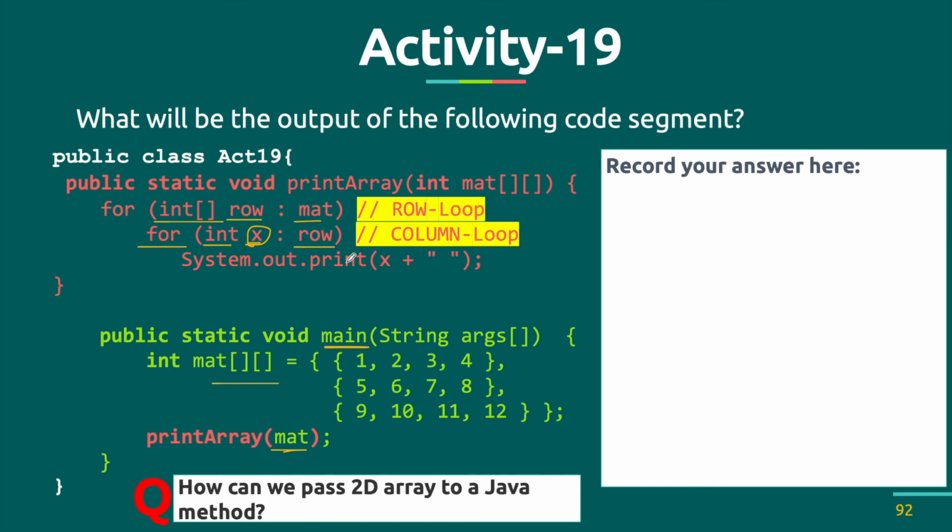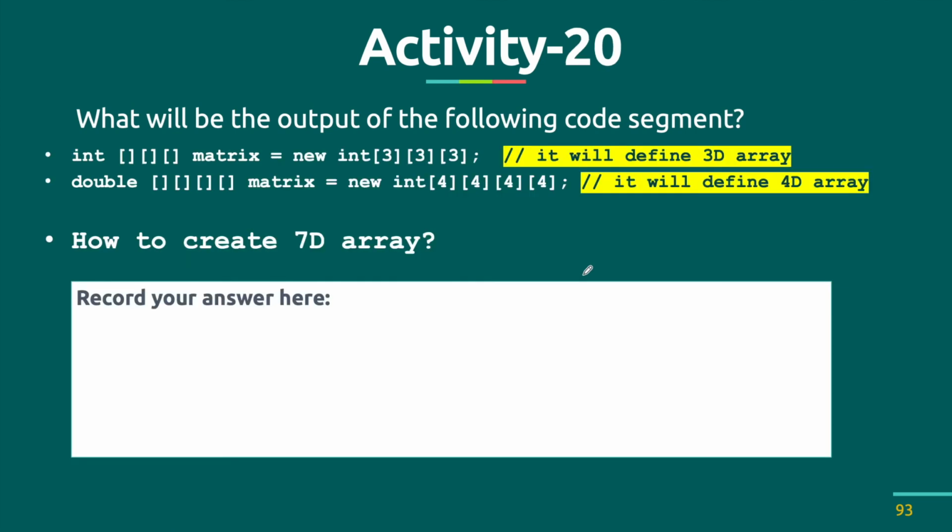So the answer here will be every value in the matrix, separated by a space. Activity 20 asks what will be the output of the following code segment.